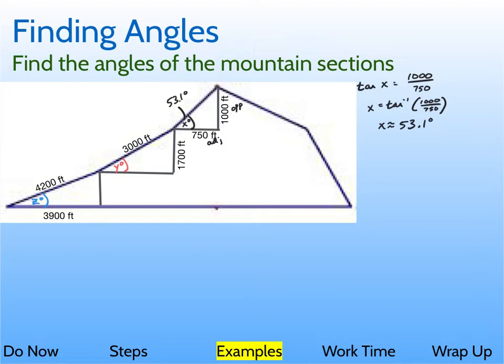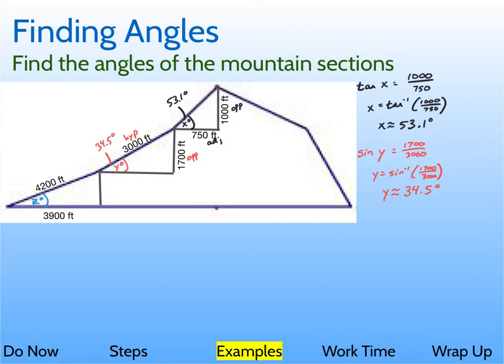Now let's do angle y, the red angle here. So from y, 1700 is the opposite, and 3000 is the hypotenuse. So the one that uses opposite and hypotenuse is going to be sine. So we have sine of y equals the opposite, 1700, over the hypotenuse, 3000. And then y just equals inverse sine of 1700 over 3000, which means y is about 34.5 degrees. So 34.5 degrees for that one.